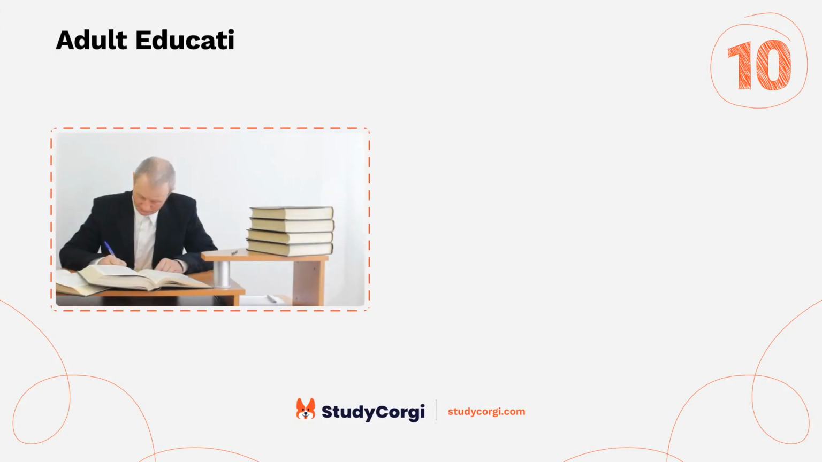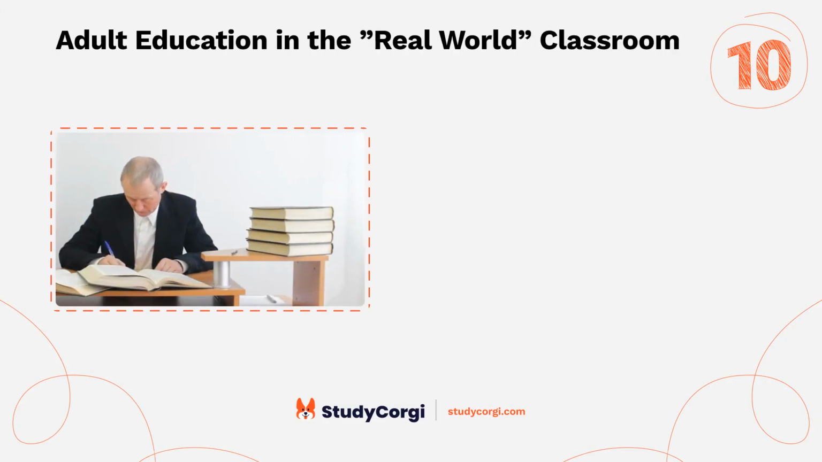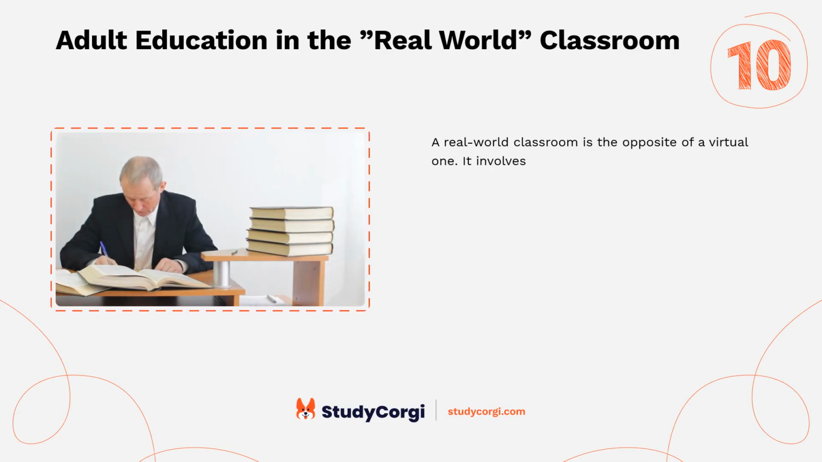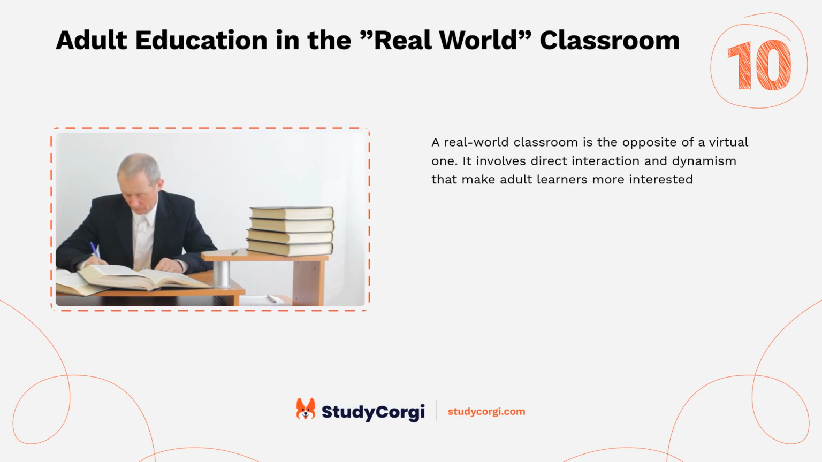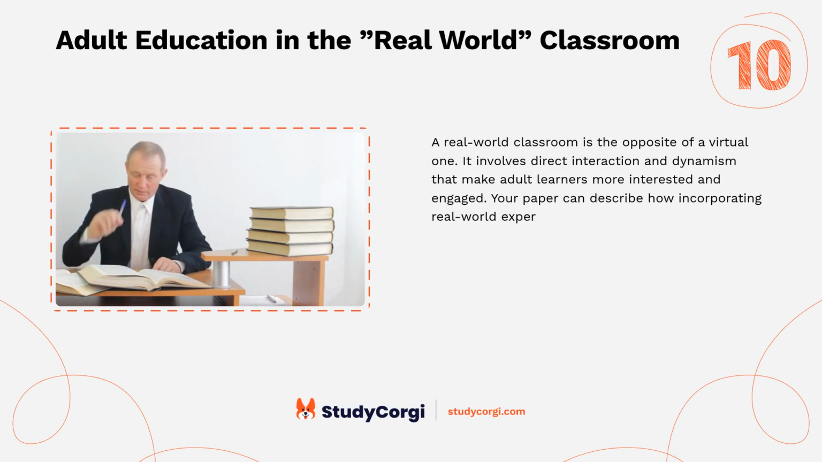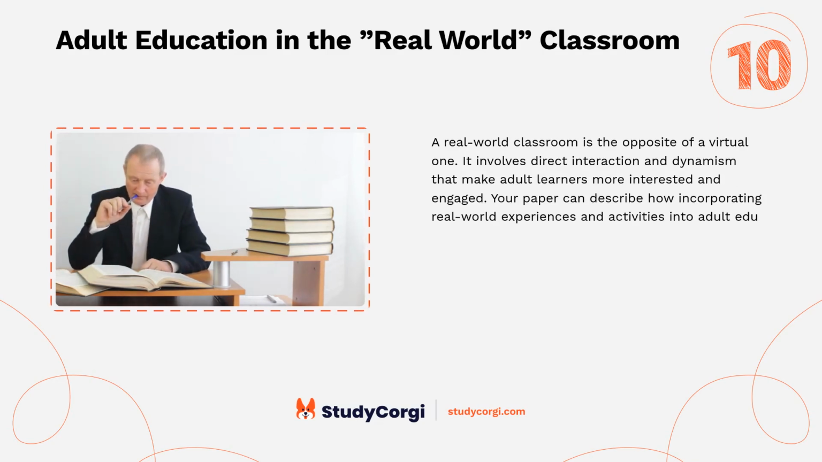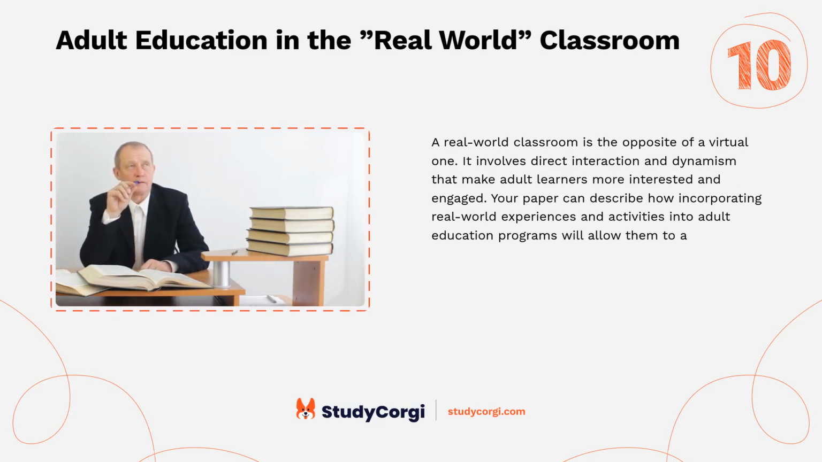Adult education in the real-world classroom. A real-world classroom is the opposite of a virtual one. It involves direct interaction and dynamism that make adult learners more interested and engaged. Your paper can describe how incorporating real-world experiences and activities into adult education programs will allow them to apply their knowledge and skills to authentic situations.